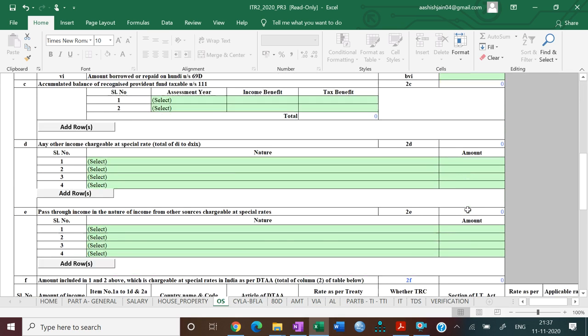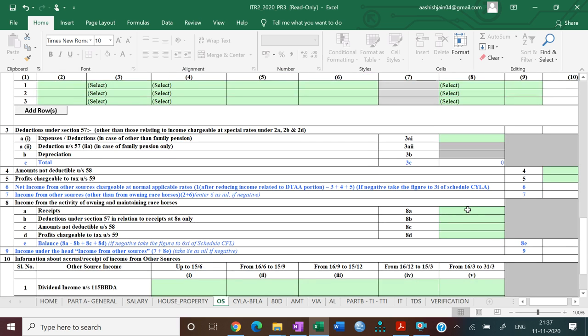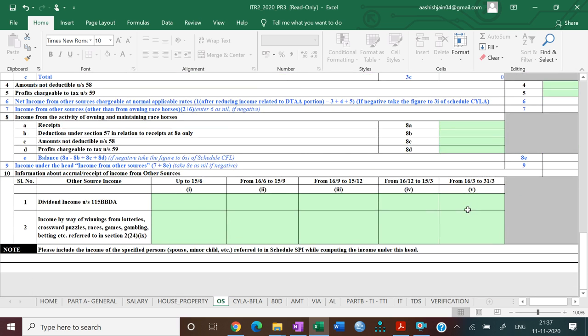Then we need to come downward to the last page, and they are asking for income by way of winning from lottery, crossword puzzles. Means they are asking in which quarter the assessee won the amount. Since the date of winning is not given to you, I am just assuming that the assessee won the lottery in the last quarter, that is in the month of March. So I am putting 50,000 here. That's it.